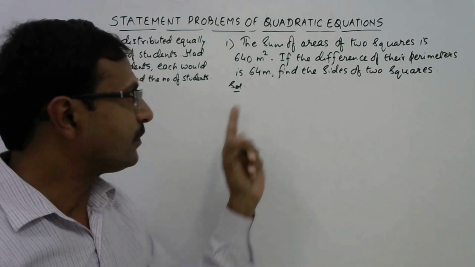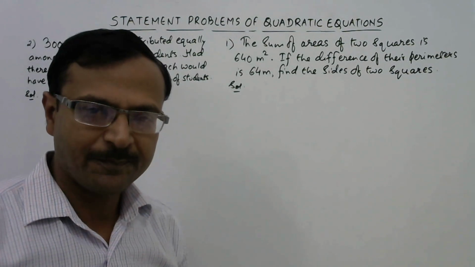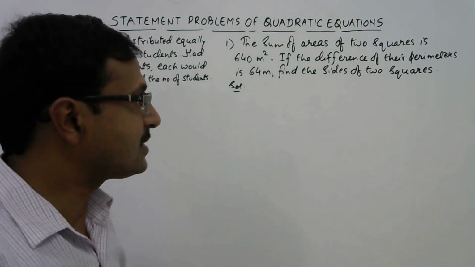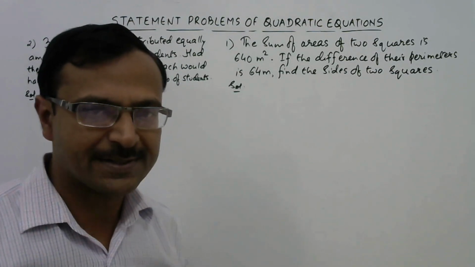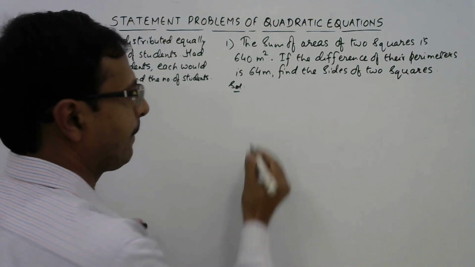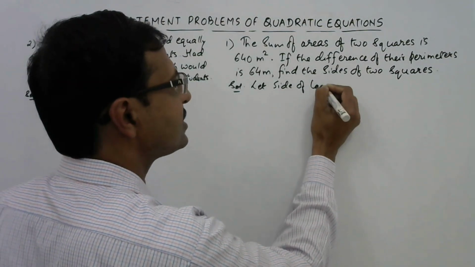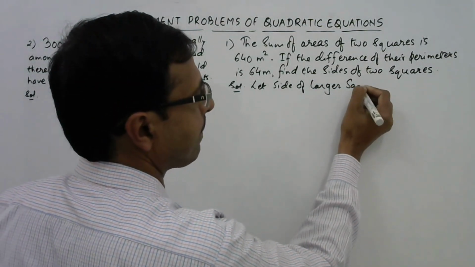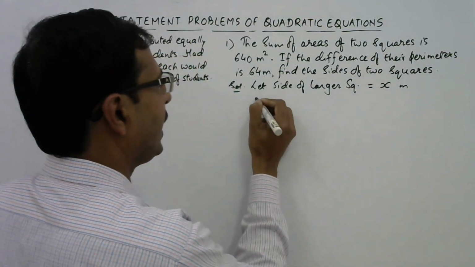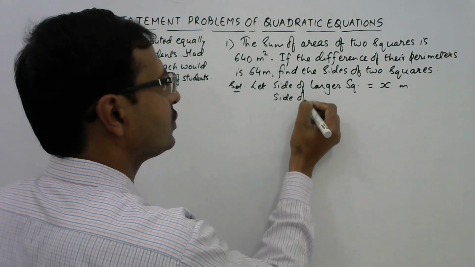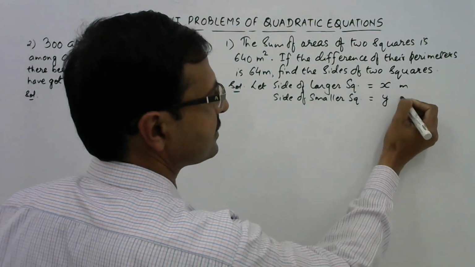The question goes like this. The sum of areas of two squares is 640 meters square and the difference of their perimeters is 64 meters. So you need to find the sides of the two squares. So let's see how this is done. Let the side of the larger square be, say you assume that as x meters, and the side of the smaller square, assume it as y meters.